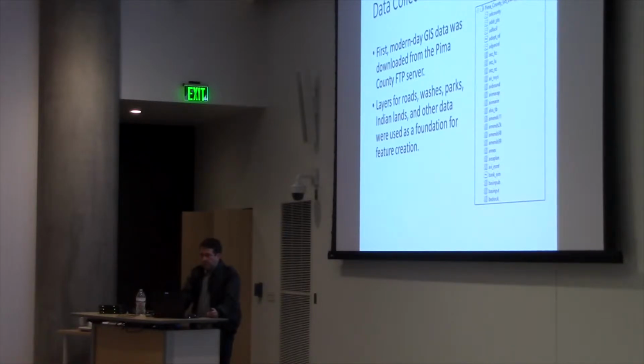So first, to get this project started, I downloaded the entire Pima County GIS database, all of it, every single shapefile they have available. I stuck it all in a geodatabase, and I extracted the layers I wanted, primarily the roads layer, StreetNet All is what it's called, which was very helpful. But I took some other layers for washes, parks, Indian lands, national forests, stuff like that.